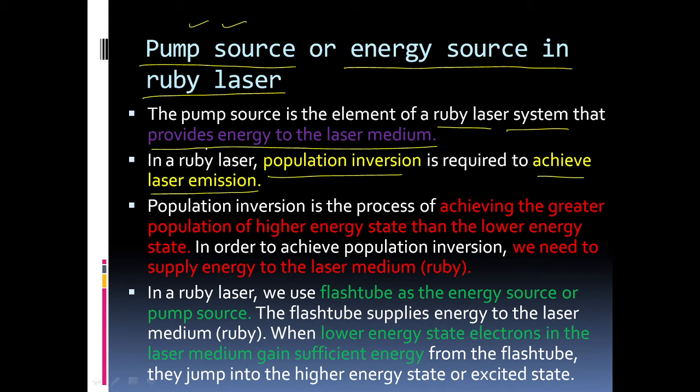In the Ruby Laser, population inversion is achieved before laser emission. When we give energy to the laser medium by the pumping source, population inversion is achieved when a number of electrons go from the ground state to the excited state. What is population inversion? Population inversion is the process of achieving a greater population in the higher energy state than in the lower energy state. It means the number of electrons is more in the higher energy state as compared to the lower energy state.